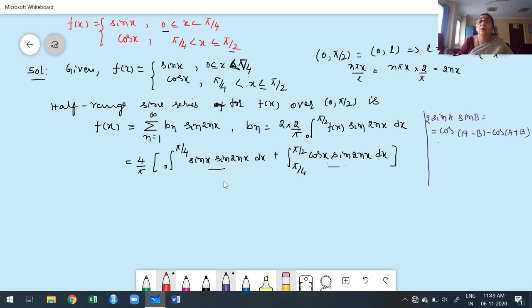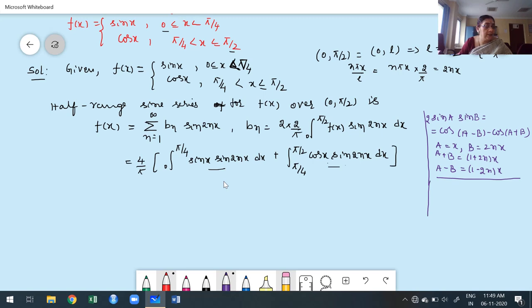Okay. Here, what is my A? A is x, B is 2nx. What is A plus B? It is nothing but (1 plus 2n) into x. What is my A minus B? It is nothing but (1 minus 2n) into x. This is for the first integral.